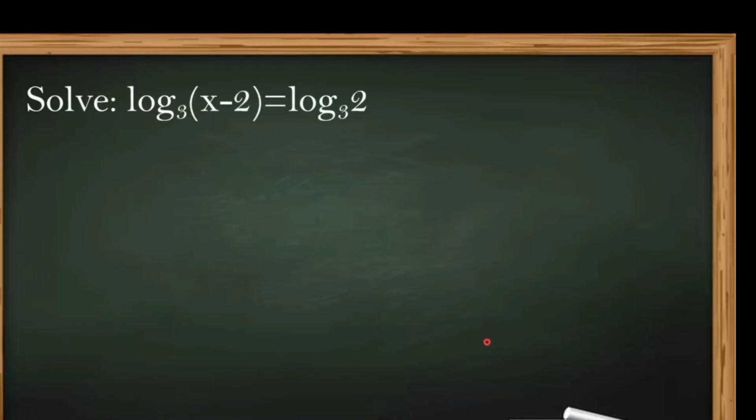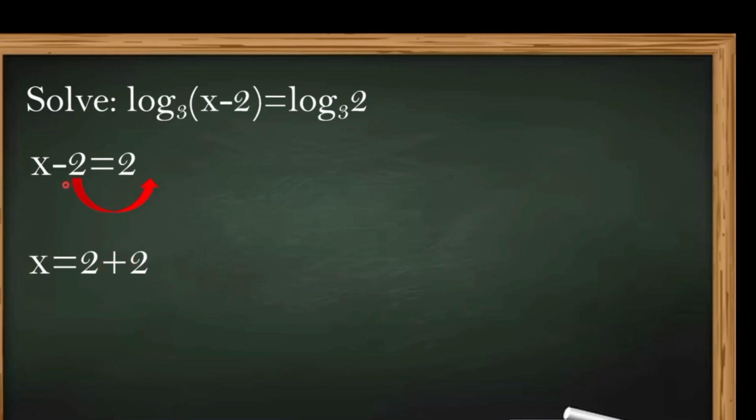So, next problem to solve. Solve for log of x minus 2 to the base 3 is equal to log 2 to the base 3. Before we solve it, remember we are going to write it in exponential form like this. We see that there is a negative 2 with the unknown variable, so we are going to transpose it to the right. So this is what will happen.